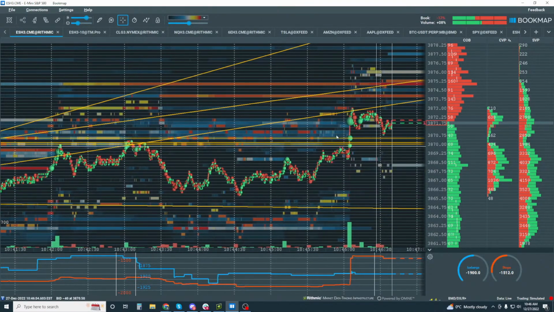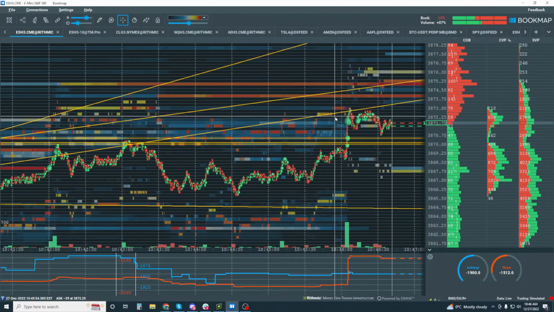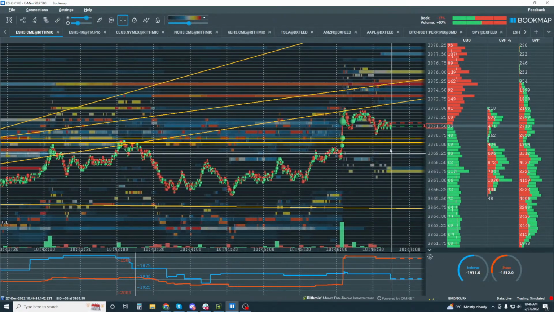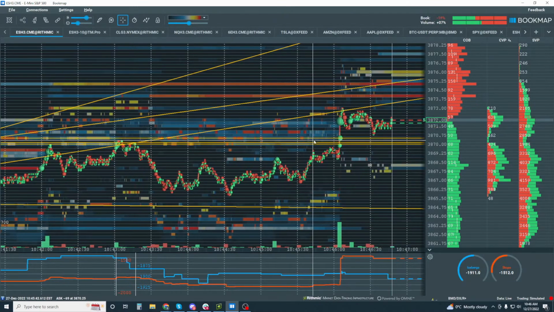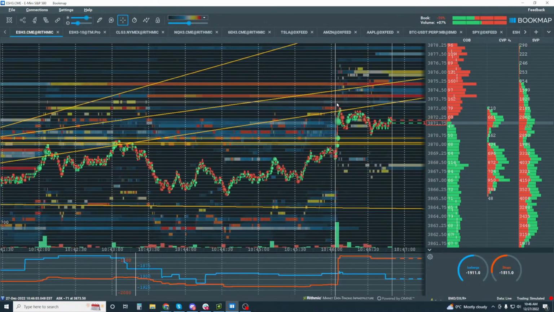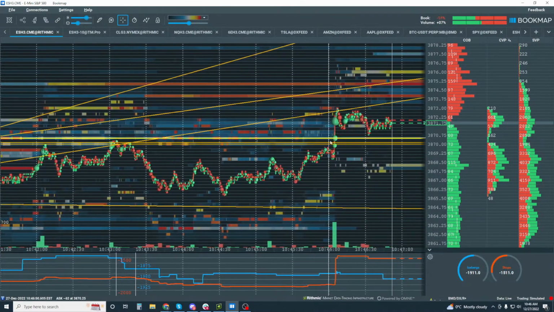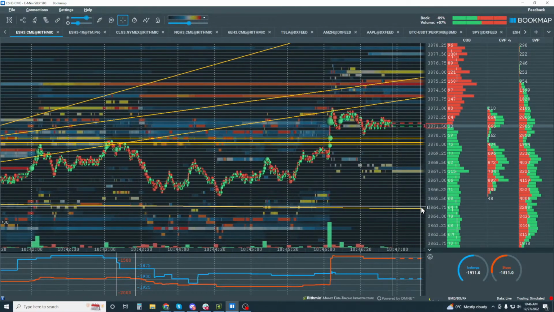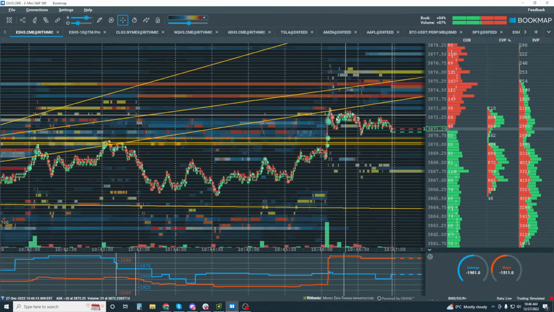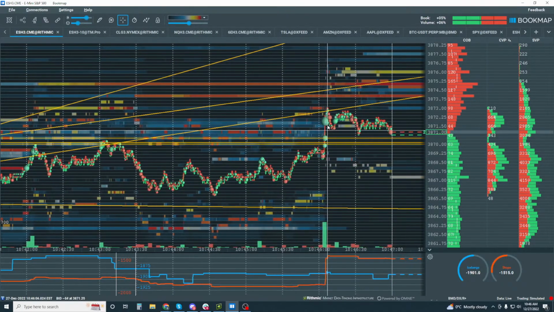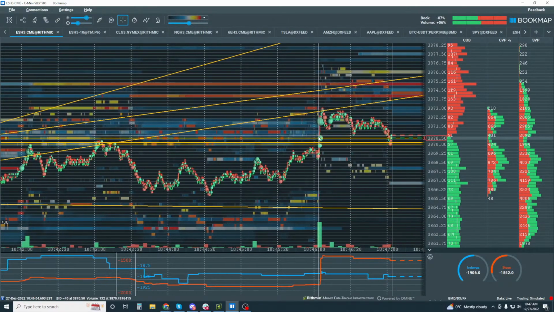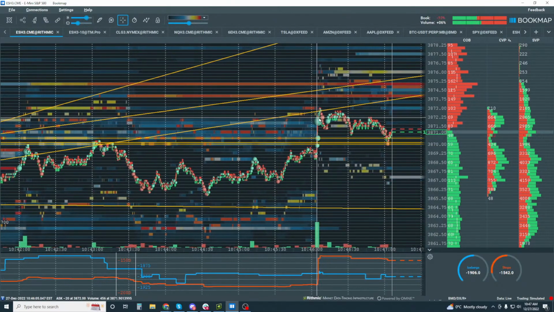All right, now here's the reasoning behind that. This was a big stop run here. I want to see continuation after the stop run. Just because people got stopped out doesn't mean it's going to fade back into here. I need to see commitment from the traders after the stop run. Which direction does this want to go? Because these aren't real buyers entering here. They're exiting.